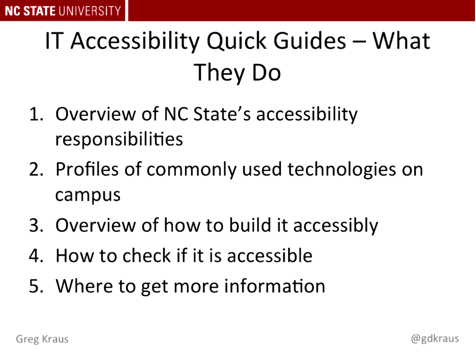So what our quick guides do is they state what our responsibilities are as a university, and then they give profiles of all the commonly used technologies on campus. And it talks about 3 things. How do you build something accessibly with this tool? Then how do you check to see if it's accessible? And then where can you go to get more information?